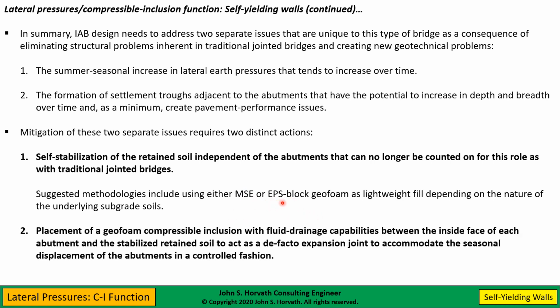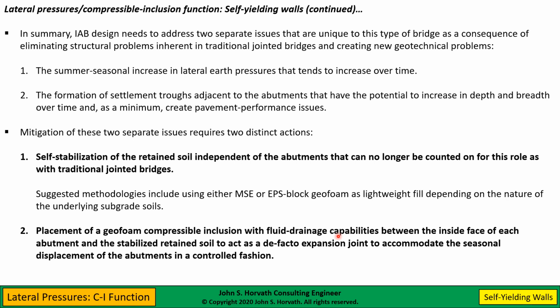The second action is to place a geofoam compressible inclusion with fluid drainage capabilities. Again, you want to pick up any groundwater behind the bridge abutment between the inside face of each abutment and the now stabilized retained soil. And this compressible inclusion here is going to act as a de facto expansion joint. So I've seen cases where people try to leave a physical gap between the MSE and the abutment, and it doesn't work, because over time that gap is going to close up. It's going to attract debris. It's simply not going to work in the long term as you want it to.